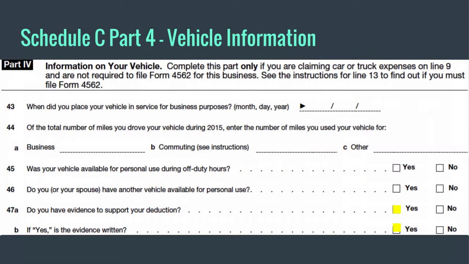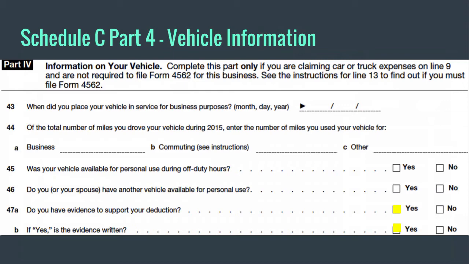Part 4 is vehicle information. So if you actually use your car for your business, you drive to meet clients, or you just drive around to different locations for the purpose of your business, then you can claim those vehicle expenses. And there are two ways to deduct your vehicle expenses. There's standard mileage and there's actual expense. So the majority of people who don't have a separate car just for their business are going to use standard mileage because it's easier. And so this is just where you're going to put in your information for your car.